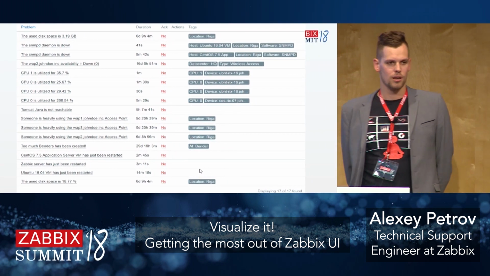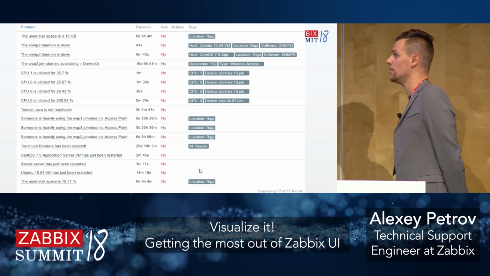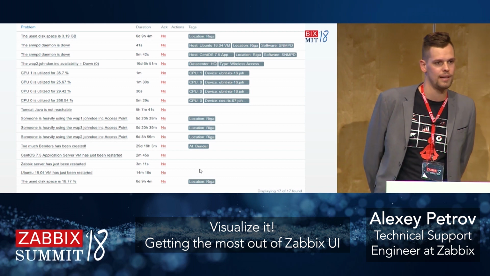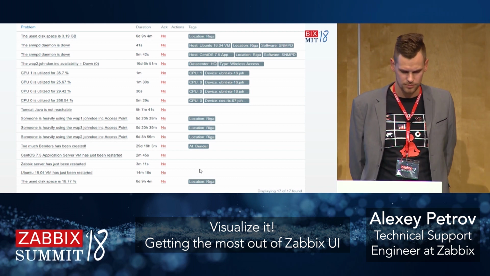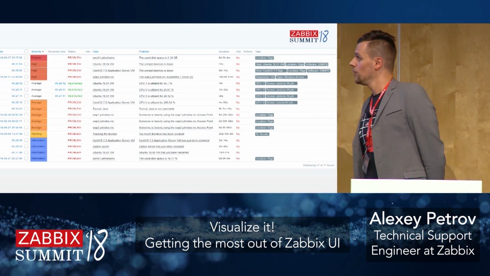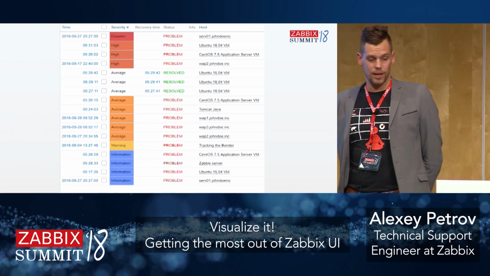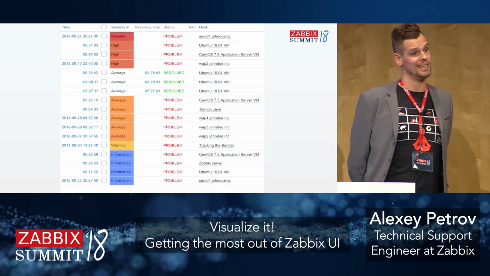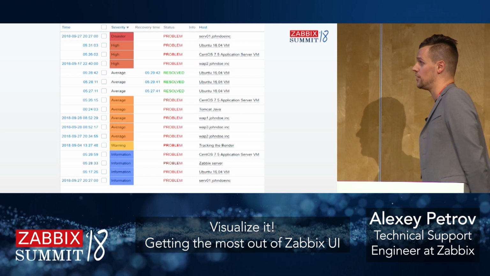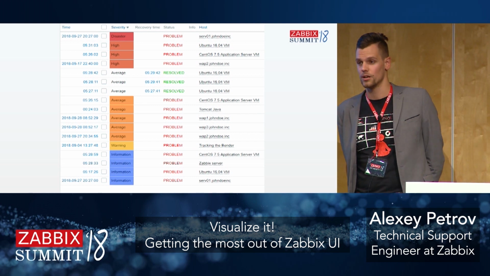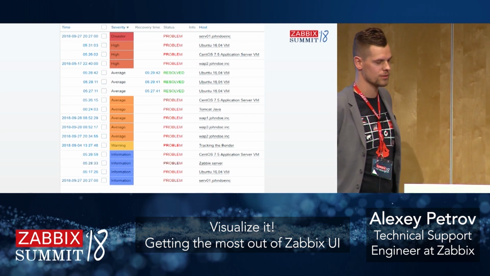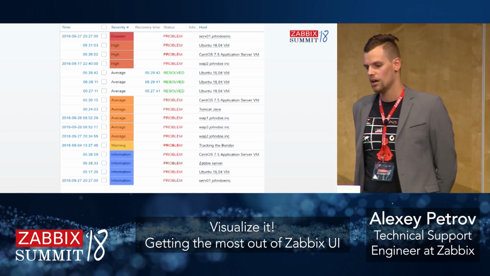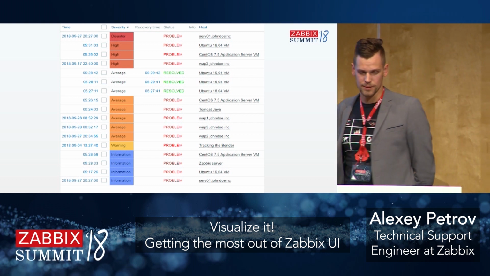What do we have there? On the right hand, we have a problem name, we have a duration, so if there were any acknowledgements, if there were any actions taken, and the tags. On the left, we have the host name, the current state, when it was recovered, if it was recovered, the problem name and the problem color, so the severity color, and please know that you can override those and make your own unique coloring and name it as you wish, and the time when the problem started.